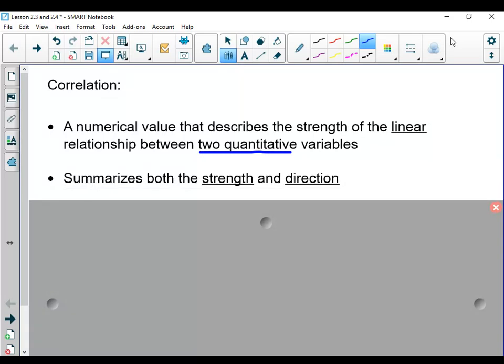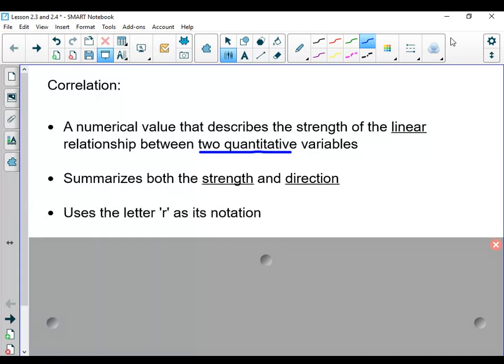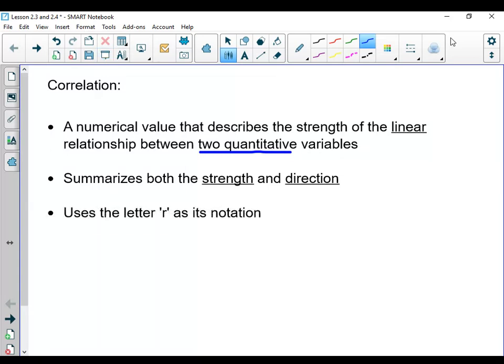Second thing, we talked about this a lot. The correlation or the R value tells me the strength and the direction. It tells me two things. And again, we're going to use R to represent that. So kind of in general, that's what correlation is, those three things.